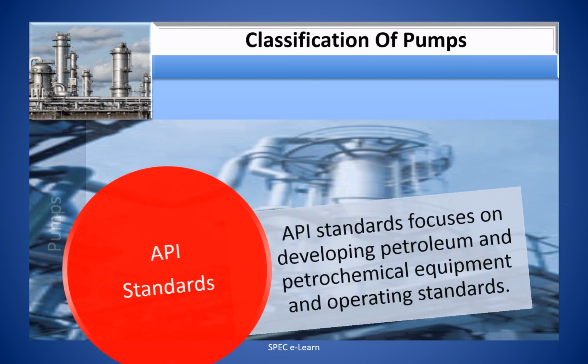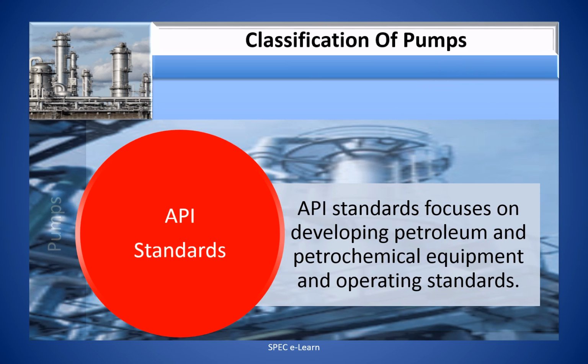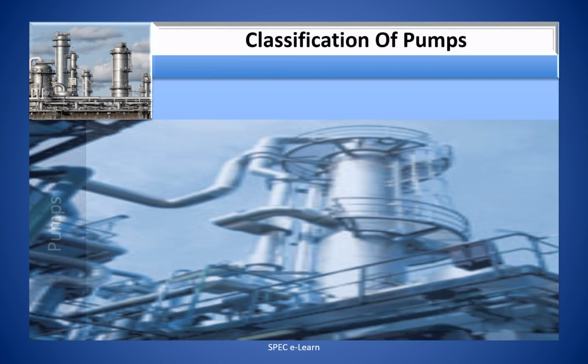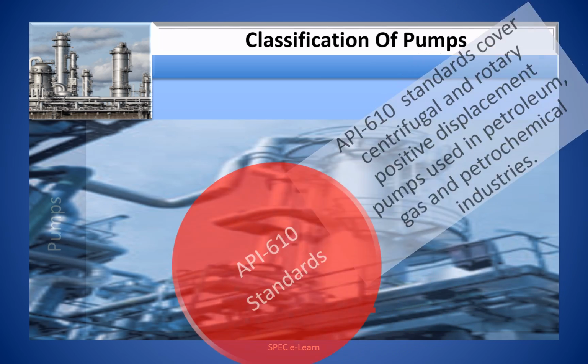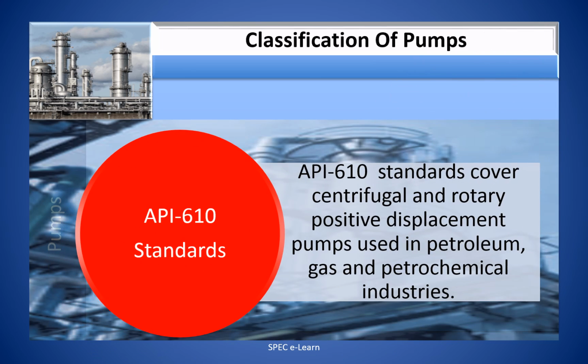API standards. API standards focus on developing petroleum and petrochemical equipment and operating standards. The most important API standard when it comes to pump design and manufacturing is API 610. API 610 standards cover centrifugal, rotary and positive displacement pumps used in petroleum, gas and petrochemical industries.